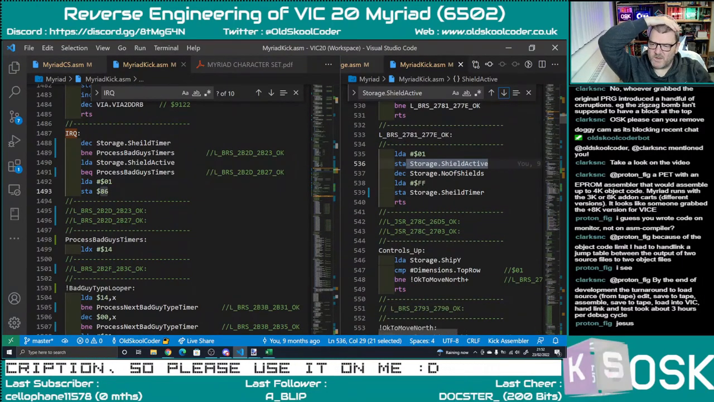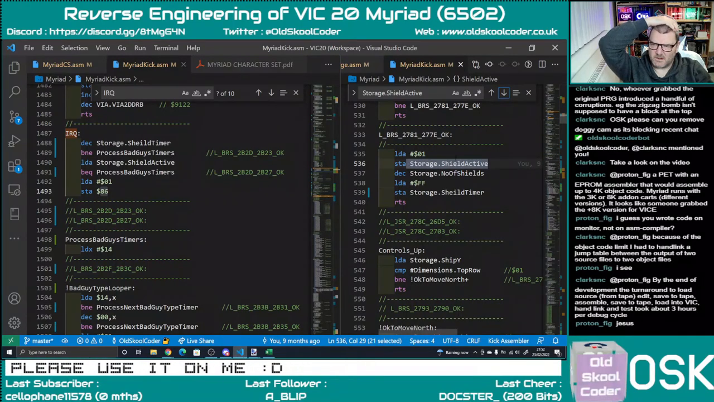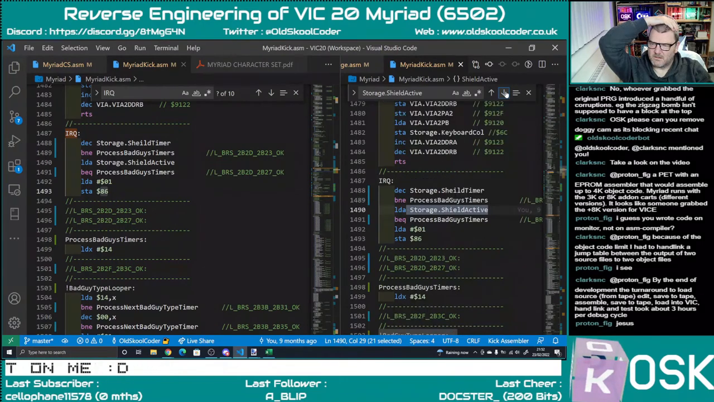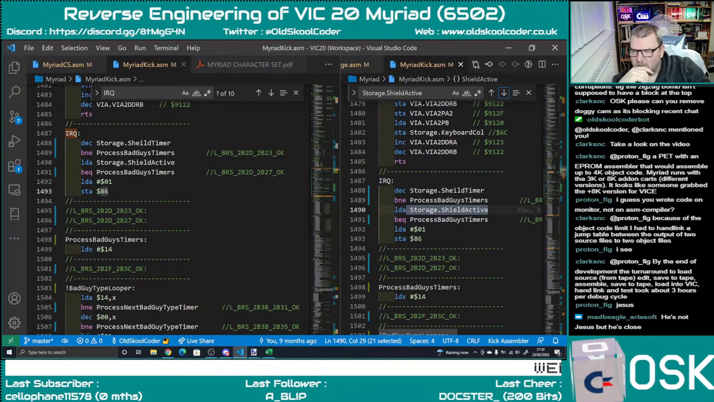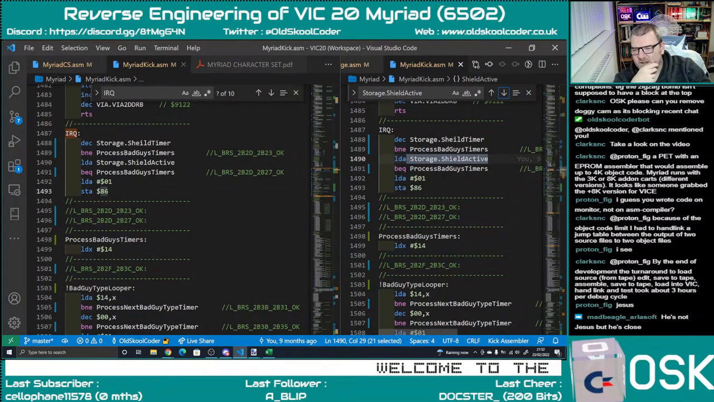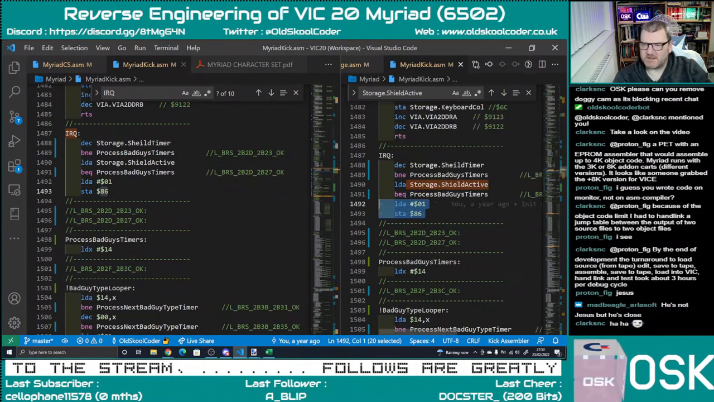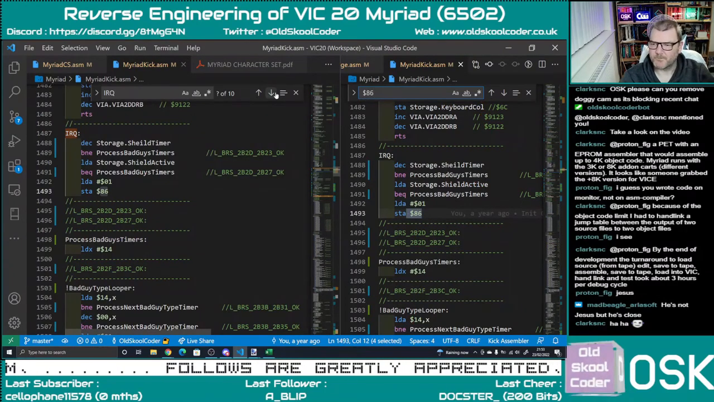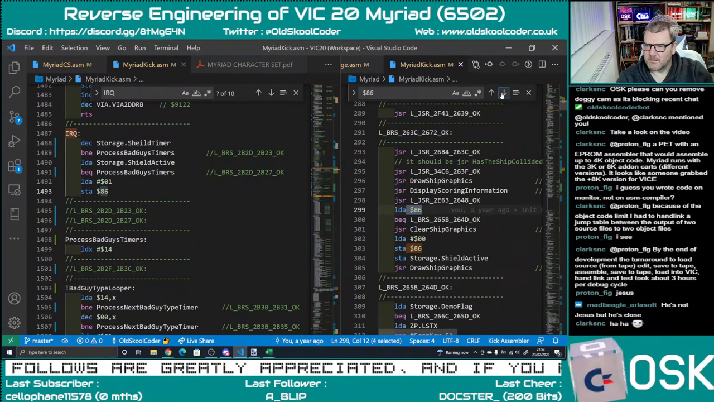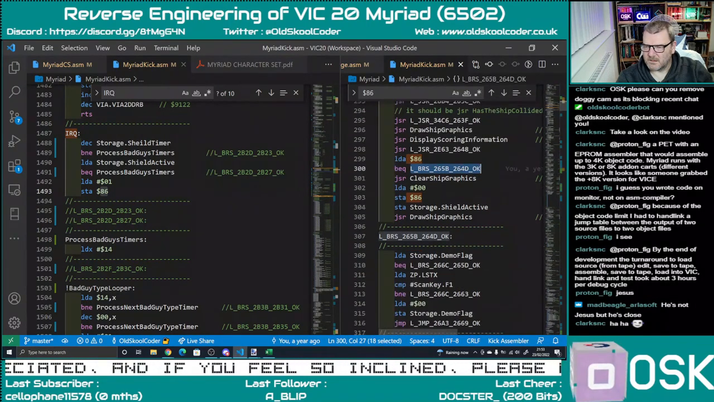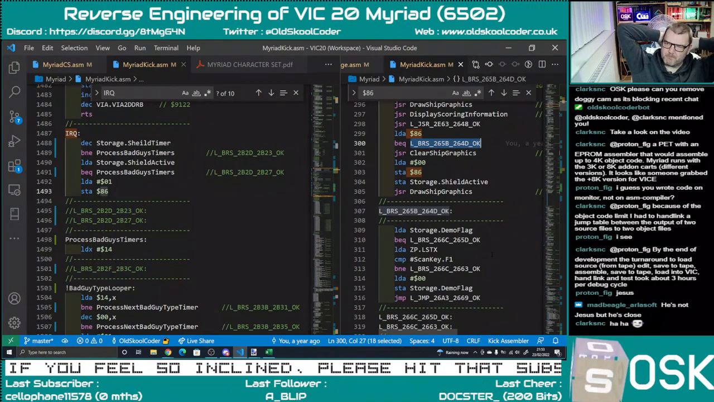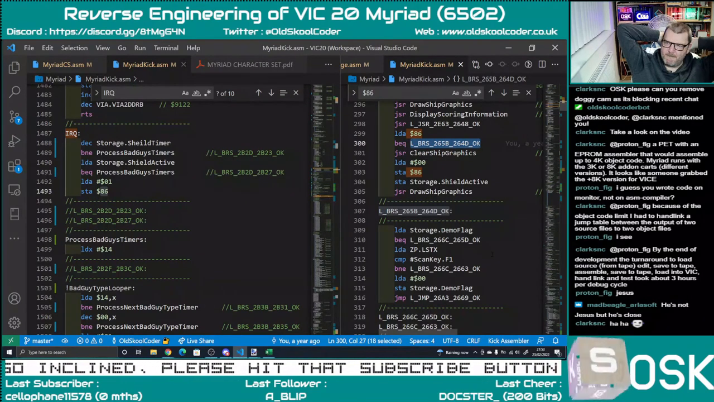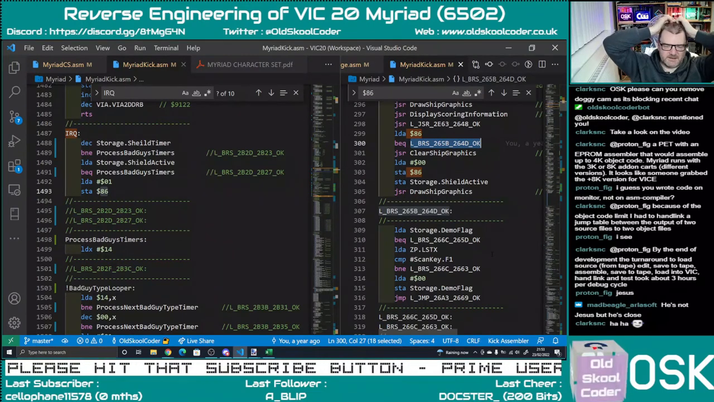So storing one, so when we turn the shield on, we don't store it in 86. Okay. But this is the IRQ. So we load the shield active. If it's equal to zero, it bypasses it, but it sets one into there. So what's 86 doing? So it's there. Oh, is that? That's got me confused. What is 86 doing?